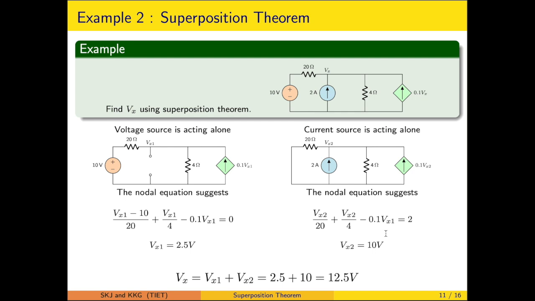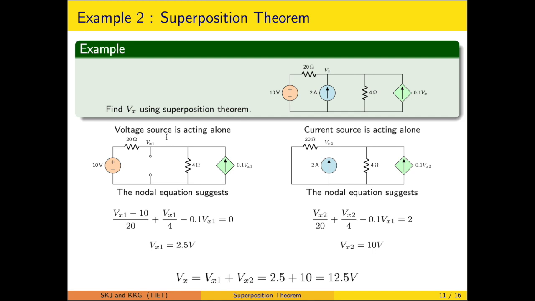This is another example where there are two independent sources, one voltage and one current source, and another is a dependent source that is present. The intention is to calculate this node voltage, which is designated as Vx. If we look at this dependent source, its value also depends on the same node voltage.